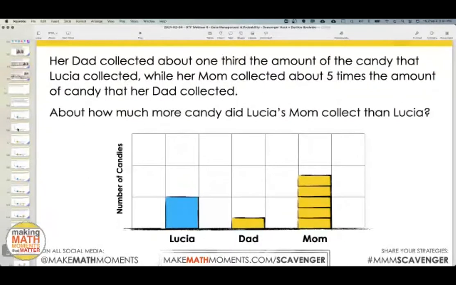We can then ask about how much more candy did Lucia's mom collect if you really want to push them. So you think about this, you go, holy smokes, how are we going to do that? We don't know the amount of candy that Lucia's mom collected. I'm going to put it to you folks in the chat, and feel free to raise a digital hand to share about how much more candy did Lucia's mom collect than Lucia?